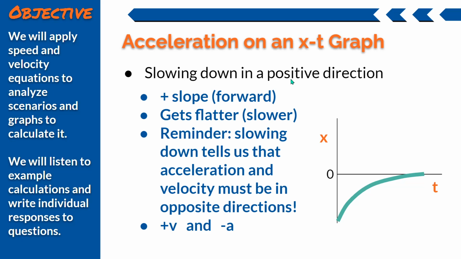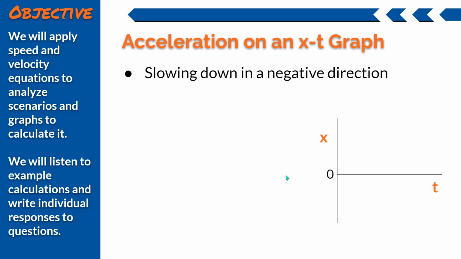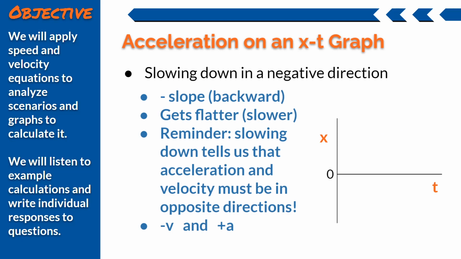Okay, we've got one left to look at for slowing down, and that is slowing down in a negative direction. Again, this could be anywhere on my graph. It doesn't have to be down here. It could be here. Any y-intercept. All right, slowing down in a negative direction. I need a negative slope to show my negative direction. Slowing down means I need to get less steep or flatter. This would be an example of an object that's moving in the negative direction and is slowing down.